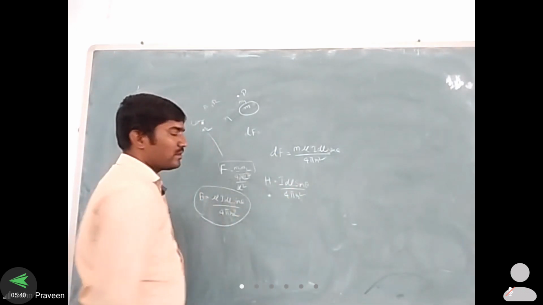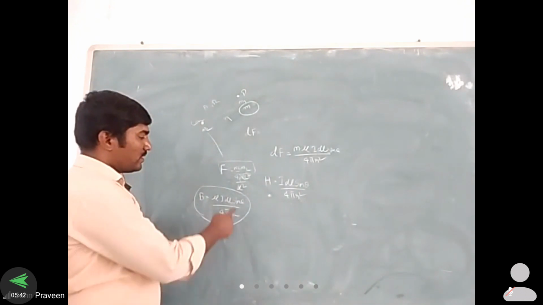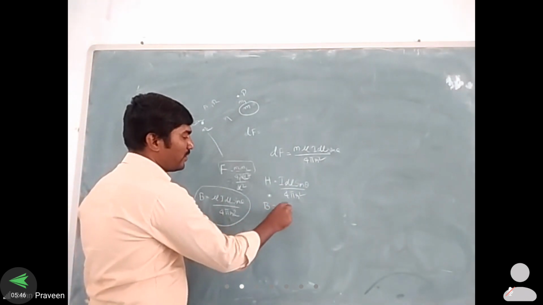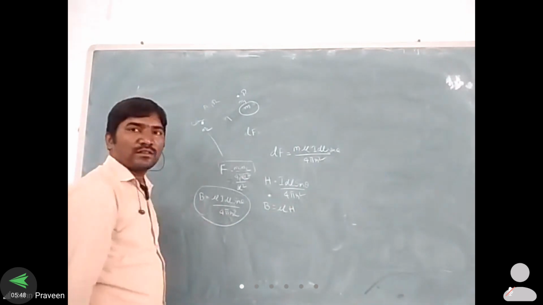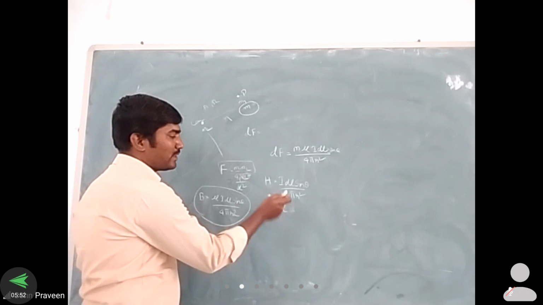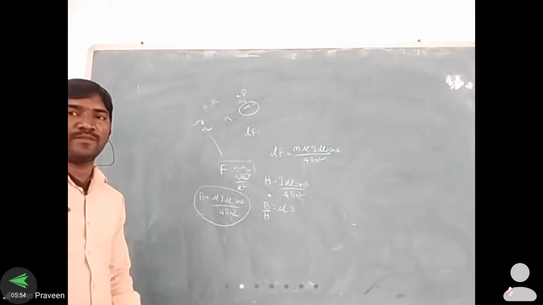Okay sir. This is the H value. But what is our equation? We know the basic thing: B is equal to mu into H. Are you good? B by H is equal to mu.